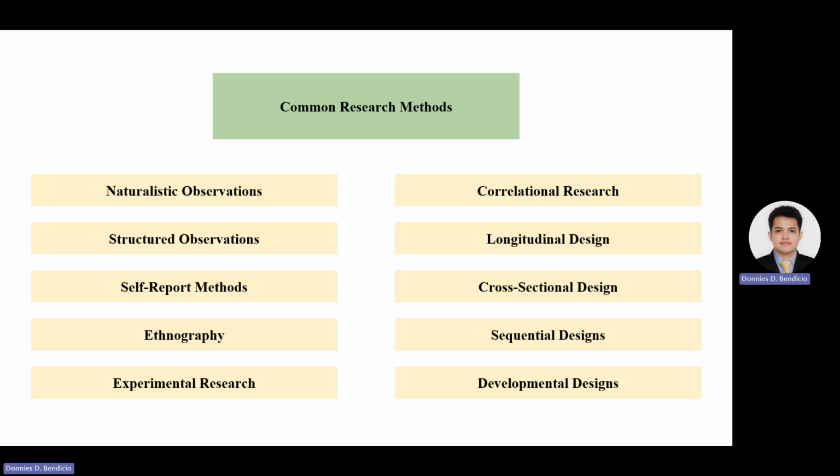For example, participants complete questionnaire assessing their levels of anxiety and strengths. So self-report methods allow participants to express their experiences efficiently and collect data from large number of participants. However, responses may be influenced by social desirability bias or memory limitations, so affecting the data accuracy.